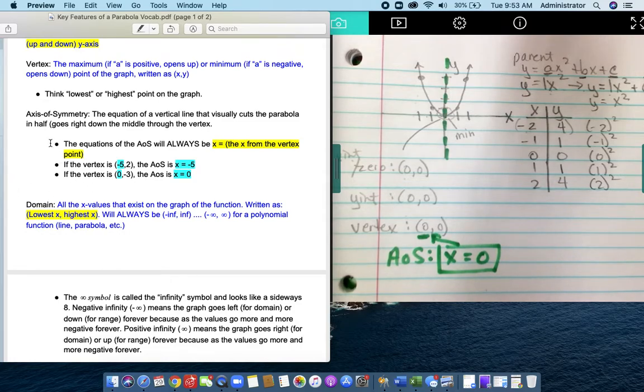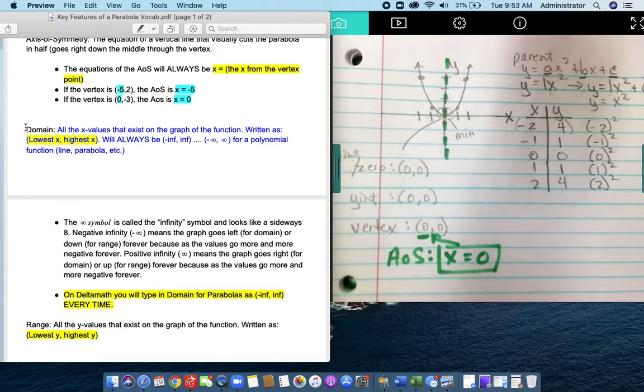So over here in your notes, I added, if the vertex was (-5, 2), then your axis of symmetry would be x equals, guess what? The -5, the x value. If my vertex was at (0, -3), the axis of symmetry, should be a capital S, I got some typos in here, is x equals the 0 here from the ordered pair, the x value. So it's that simple.